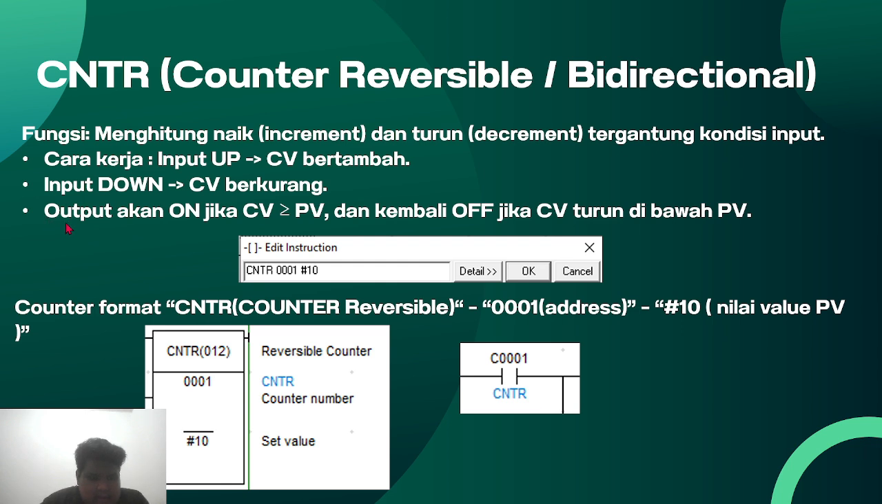Okay, and then the output turns on when the CV is decreased from the PV, then turns off again when CV falls below PV. And this is the instruction. And then the counter format is CNTR or counter reversible. And then the address is 0001. And then the value PV is hashtag 10.